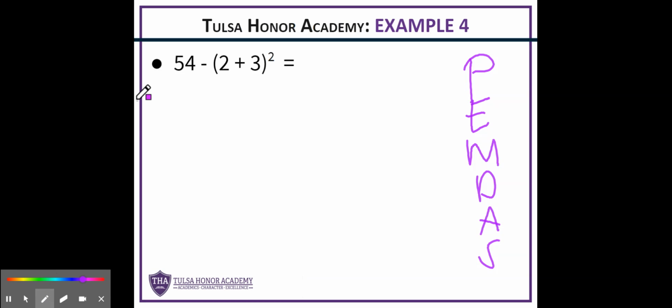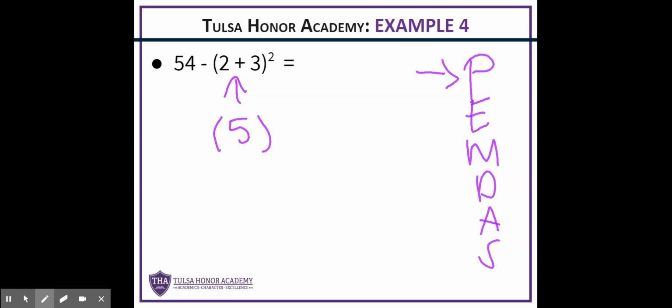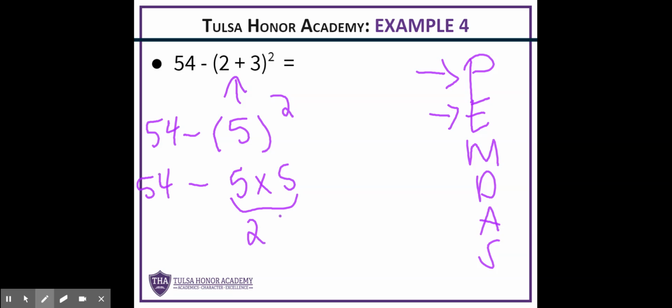Next, we have our next example. So we have 54 minus parentheses 2 plus 3, squared. Do we have parentheses? Yes, we do. So we're going to solve whatever is in the parentheses first. 2 plus 3 is 5 again. I'm going to write the rest of the problem out just so we don't forget what we're doing. Do we have an exponent? Yes, we do. So we're going to do that exponent first. So then this is 25.